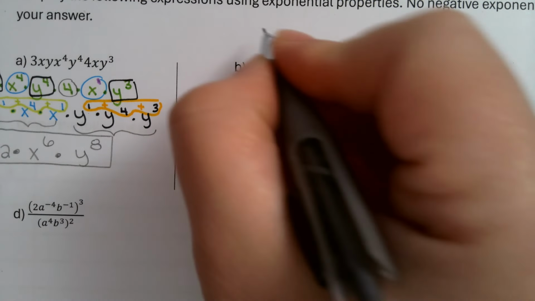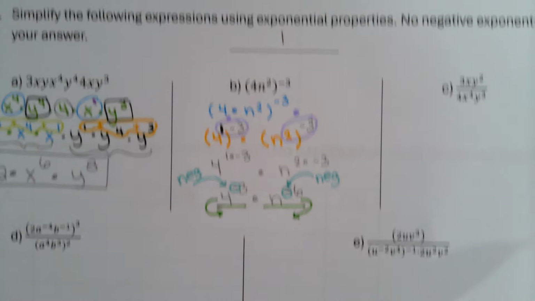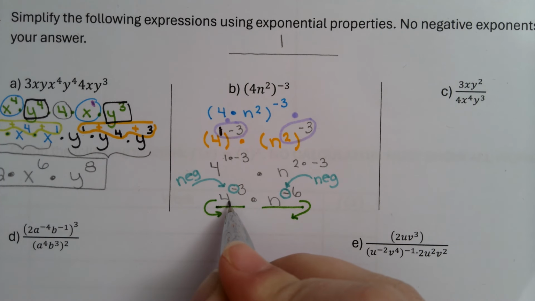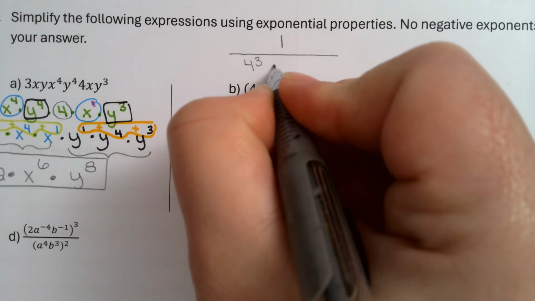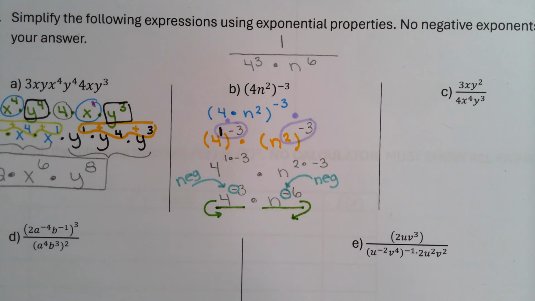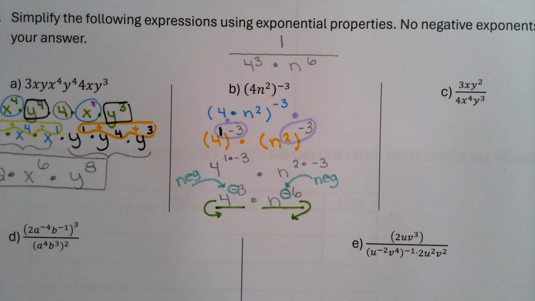So it looks like I'm going to have nothing on top, so I'm going to put a 1. But on the bottom, we're going to have 4 to the third power times n to the sixth power. Now they are positive because we ended up evaluating this negative, right? What we did is we said negative means we flip. So when we do flip, it becomes a positive.